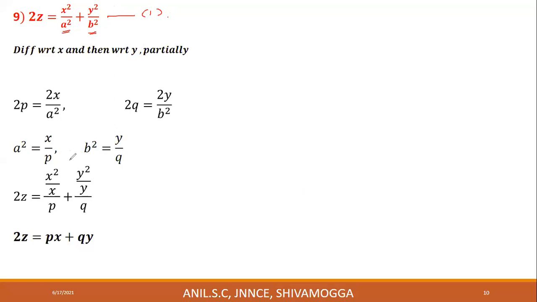First, I prefer to differentiate partially with respect to x. Derivative of 2z is 2 into del z by del x. This is equal to derivative of x square by a square is 2x divided by a square. 1 by a square is constant, keep it as it is. Derivative of x square is 2x. Now cancel this 2 with this 2. Plus y square by b square is constant. Its derivative will be 0.